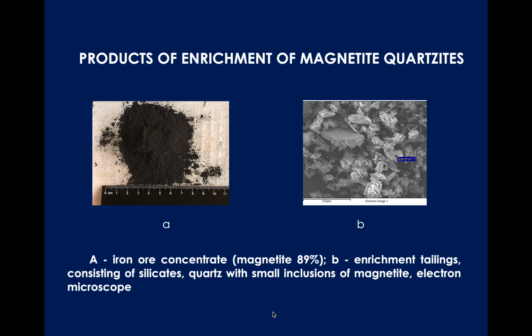Magnetite and hematite quartzites were enriched in a vortex mineral airflow under laboratory conditions according to the same scheme. As a result of the enrichment of magnetite quartzites, a magnetite concentrate and enrichment tailings were produced, consisting of silicates and quartz with small inclusions of magnetite.